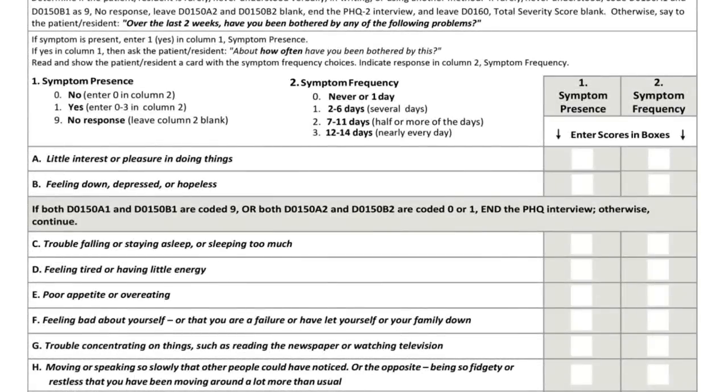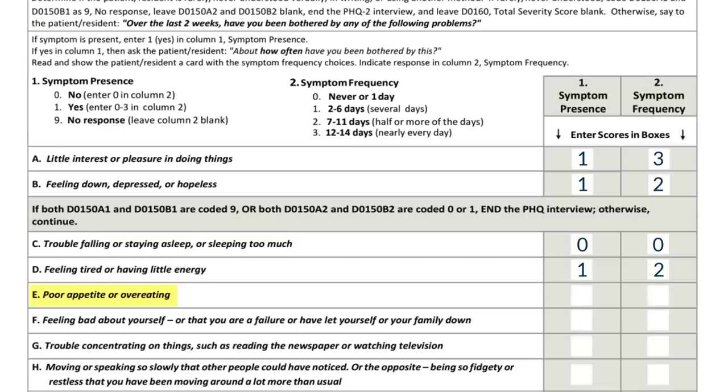Now, let's review what we have coded thus far. How would you code Ms. Swanson's symptom presence for D0150E1, poor appetite or overeating? How would you code symptom frequency for D0150E2?